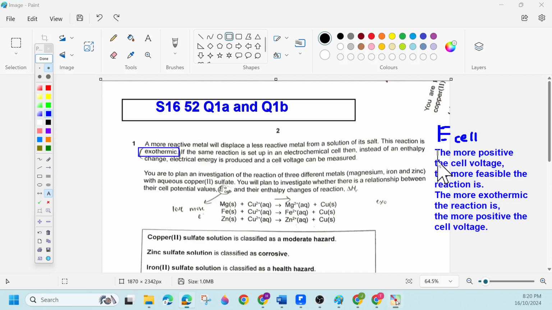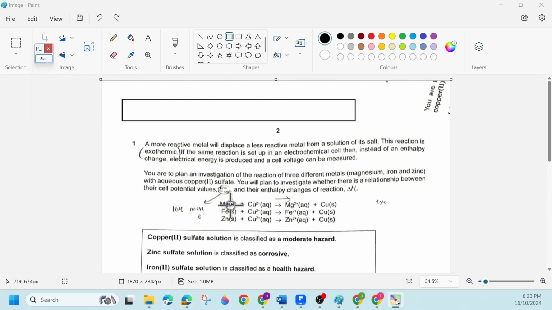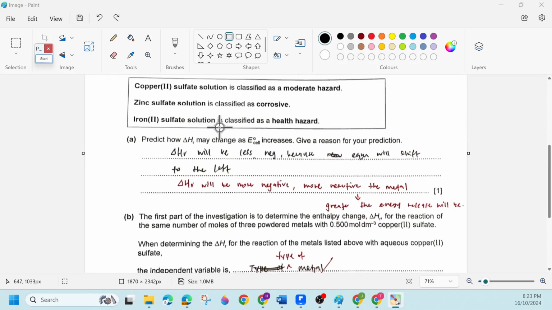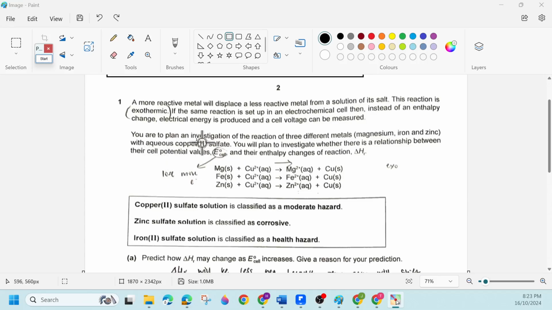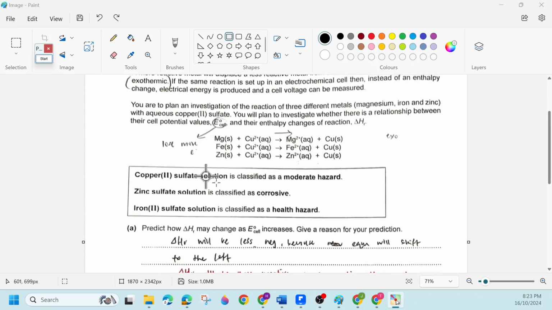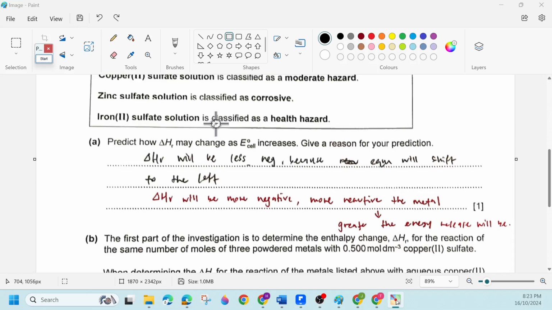Okay, so now you are asked to investigate the reaction of 3 different metals with this copper 2 sulfate. You will need to see whether there's a relationship between the cell potential value and their enthalpy change. So now we're going to have magnesium, iron, and zinc. The key idea is they want to relate cell potential value with enthalpy change, so they're going to give you 3 different types of metals to react with copper 2 plus. They're all more reactive than copper 2 plus.